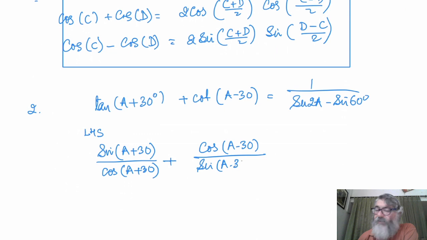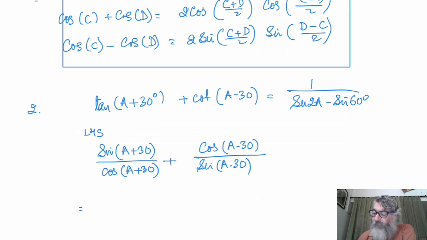Why have I done this? I told you in the beginning also that trigonometry is more of a manipulation. On the right hand side, everything I am getting in terms of sine, while the left hand side is in terms of tan and cot. So the basic thing which comes to my mind is that I can change tan into sine and cos, and cot into cos and sine. So I have written tan(A+30) as sine(A+30) upon cos(A+30), and cot(A-30) as cos(A-30) upon sine(A-30).